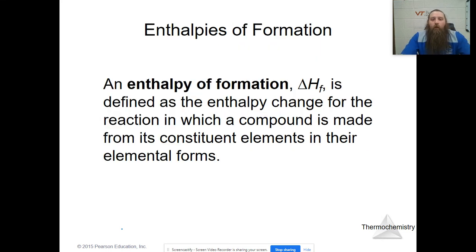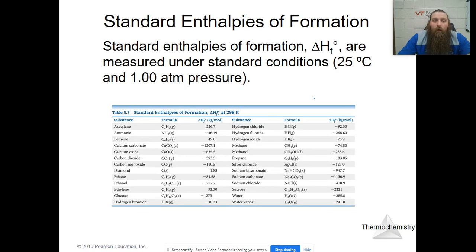All right. Well, in order to calculate these things, we have to know the enthalpies of formation, which we identify as delta H sub F. That tells you the enthalpy of formation. You can look these up in a table. I'm not going to make you memorize delta H's. That would be ridiculous. So make sure that you mark this in your book. This is going to be a useful table.